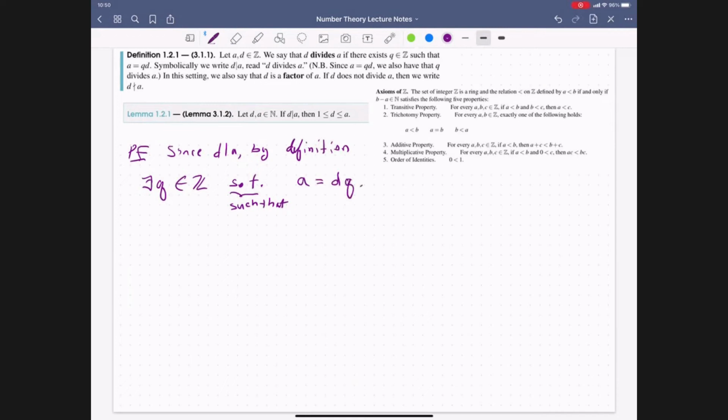So where do we go from here? Well, we know that d and a are positive. So what does that say about q? Could it be negative? Well, if it were negative, and d is positive, then a would have to be negative, so q must be positive. And so we have that q is positive.